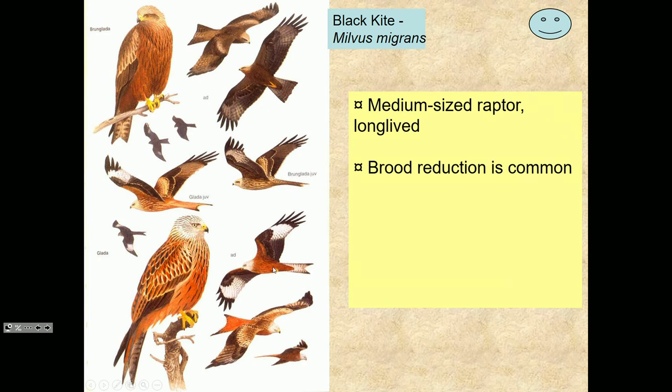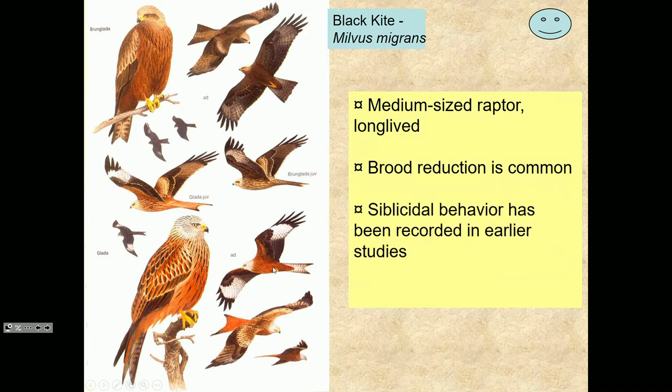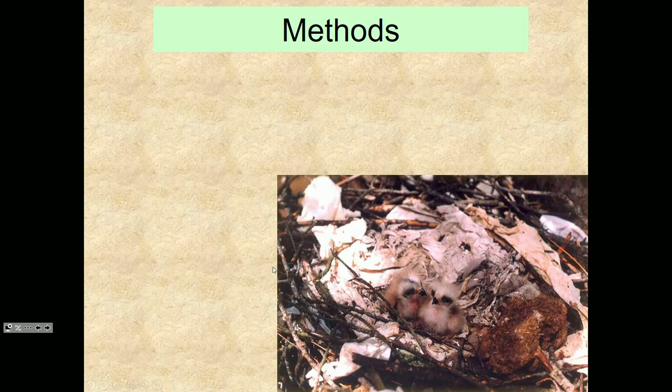So the black kite, as well as the red kite that you see below, is a medium-sized raptor. They are long-lived, so they should take care about the reproduction, because you shouldn't waste everything now, because you have another year and another year and another year, and so on, to invest in your offspring. Brood reduction is said in the literature to be common, and they have seen siblicidal behavior in other studies, but maybe don't know how common it is. Egg laying, 1 to 4 eggs.